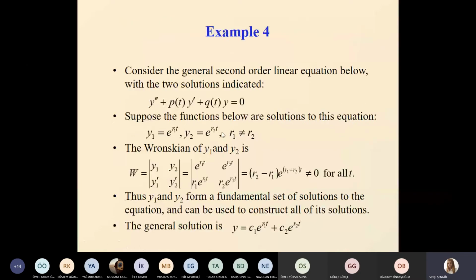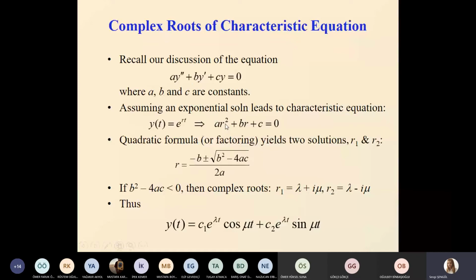So we talked about the distinct roots. Now we will talk about if we have complex roots. What can we do? Okay. So this is the second order constant coefficient differential equation. We put e to the rt, we found the characteristic equation, and we check the roots, and we saw that b squared minus 4ac is less than 0, which means that the square root of a negative will be a complex number. You know that, and this will bring you the roots lambda plus or minus i mu. So these are conjugates of each other.